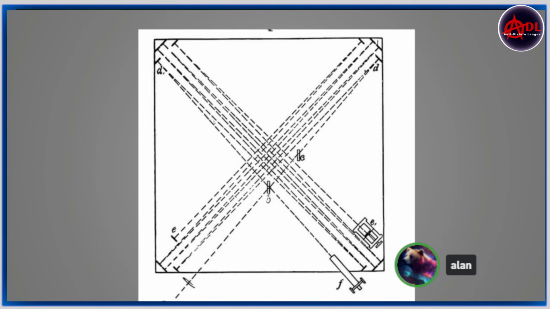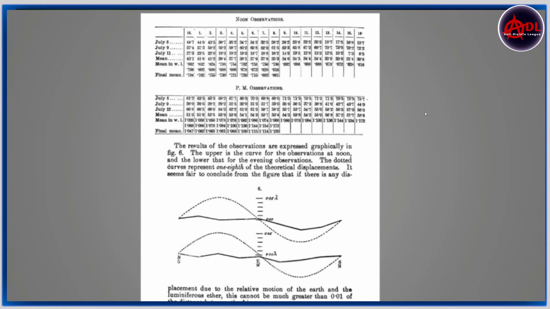So here's a topographical view of that concrete slab with the mirrors, light beam, and prisms mounted on it, and what happens to the path of light and where it goes. So here's the data from the paper that they published.